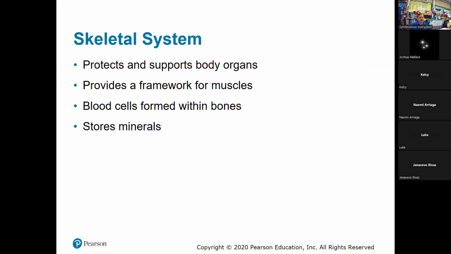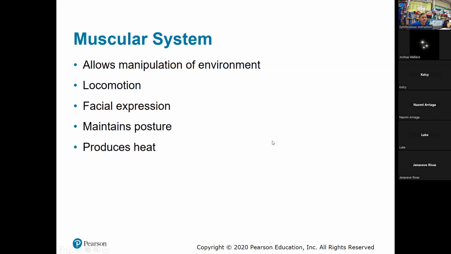Right. Of course, there's the skeletal system, which provides us with a framework for the muscles. That's where your bones are. I mean, your bones are your skeletal system. As you know, you have 206 bones in the body. Most of those are in the hands and the feet, but some of the larger bones are known to have blood cells formed within them, also storage of minerals like calcium in the skeletal system.